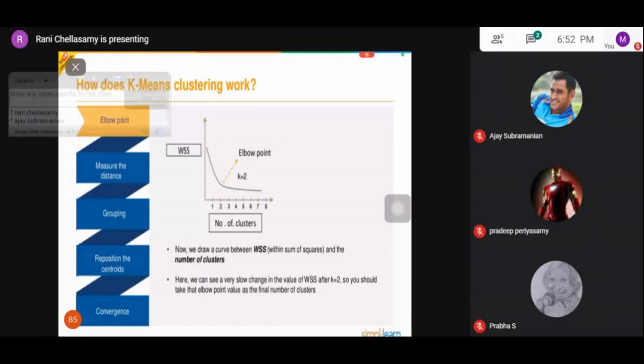Now we draw the curve between WSS, that is within sum of squares, and the number of clusters. Here we can see a very slow change in the value of WSS after k equals 2. So you should take the elbow point value as the final number of clusters, k equals 2.